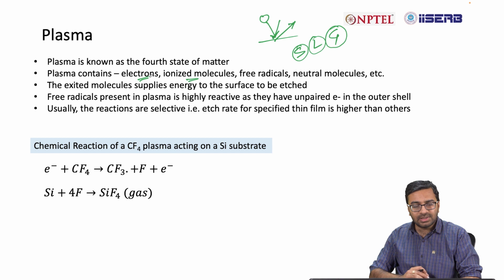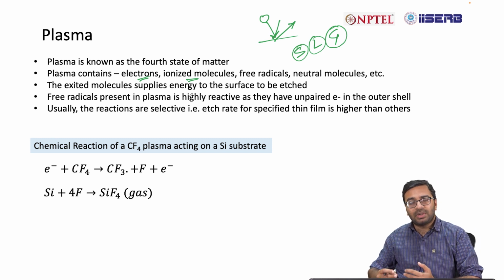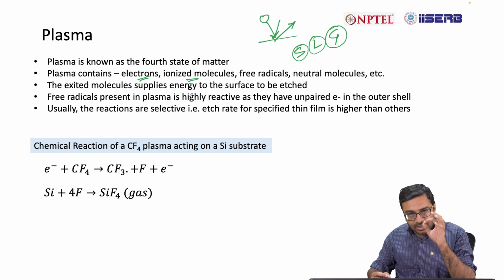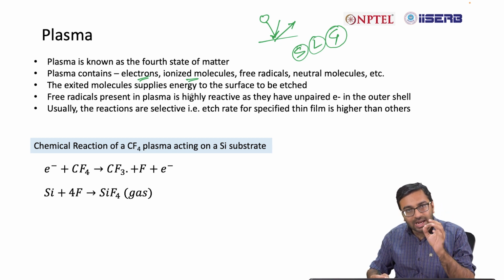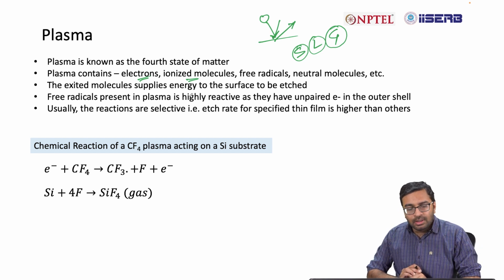Now free radicals present in the plasma are usually highly reactive and they have unpaired electrons in the outer shell. Usually the reactions are selective, that is the etch rate for specified thin film is higher than others. When there are a free radical which is present inside the chamber, they are usually very specific towards a certain material and they only will react with that material. So you will find the etch rate is considerably or significantly higher than any other materials present.